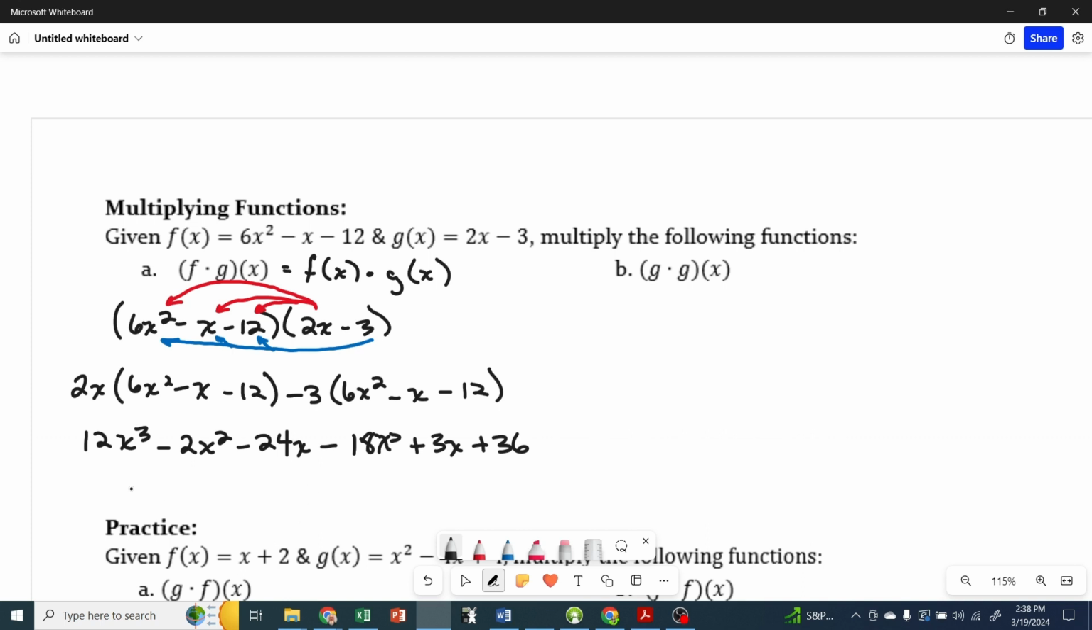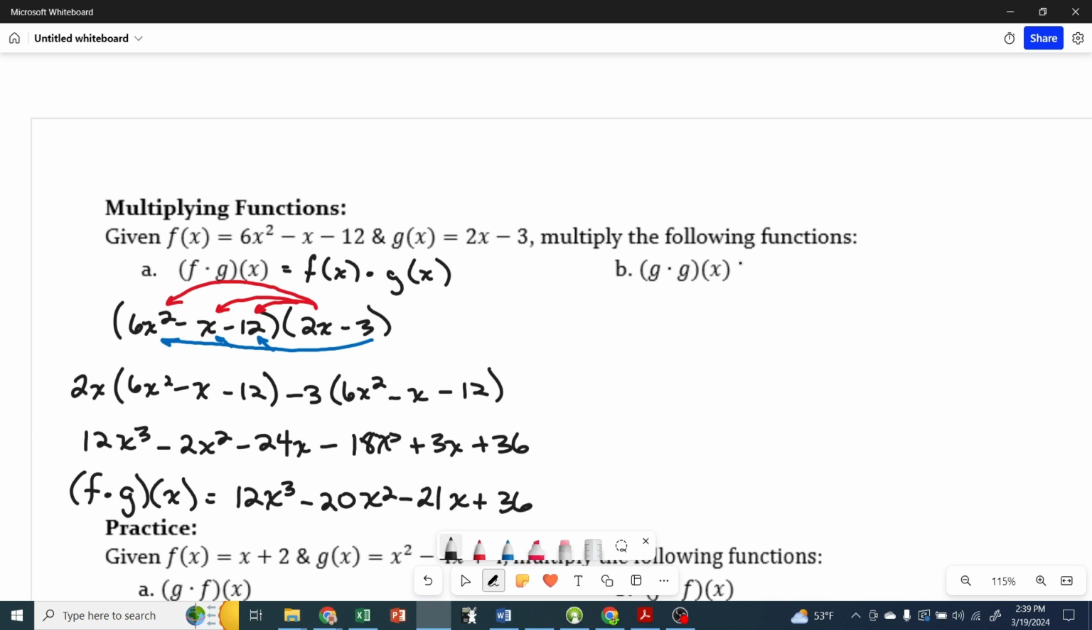So I'm going to rewrite this now. So f times g of x is equal to 12x cubed, minus 2x squared minus 18x squared is minus 20x squared. Minus 24x plus 3x. Oops, not plus, minus, right? Minus 21x. And then plus 36. And that's your answer.